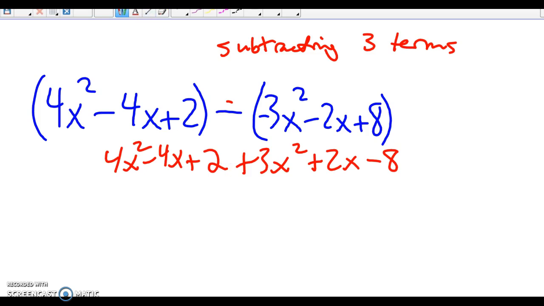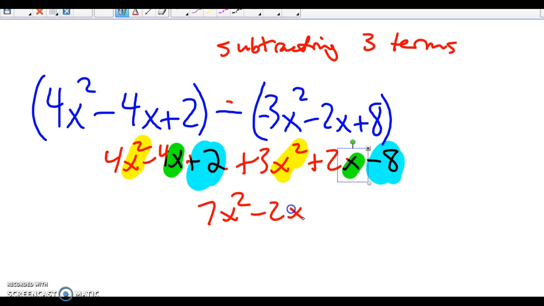And now go ahead and combine your like terms. Combine the x squared to get 7x squared. Combine the x's to get negative 2x. And then combine the constants to get negative 6. So if we wrote the answer here, we'd have 7x squared minus 2x minus 6. Subtracting is adding the opposite. Subtracting 3 terms is adding the opposite of all 3 terms.